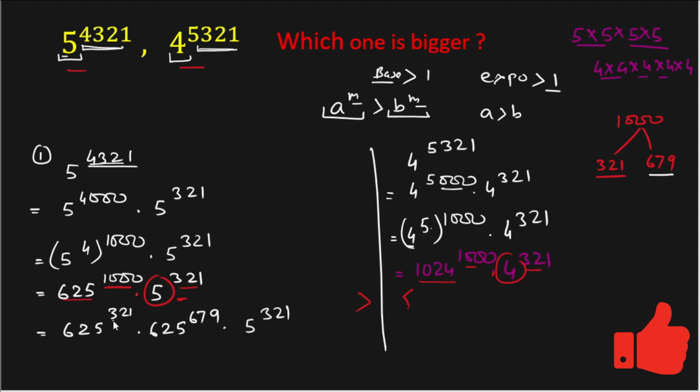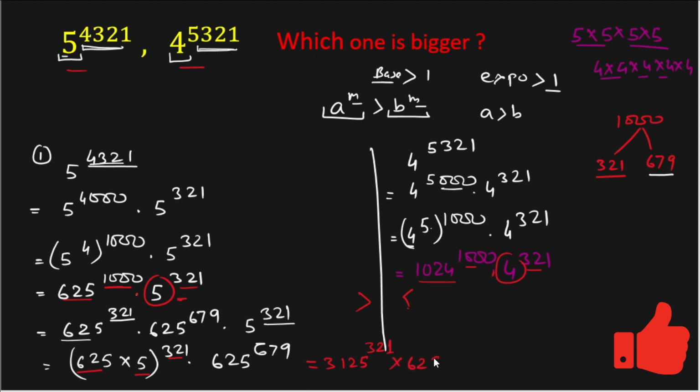Now the exponent is 321 and here also 321. So here the exponent is the same, meaning the power is the same, so we multiply the base. So it is 625 multiplied by 5 with power 321, and the next term is 625 powered by 679. The multiplication of 625 and 5 is 3125 and it has power 321, multiplied by 625 powered by 679.